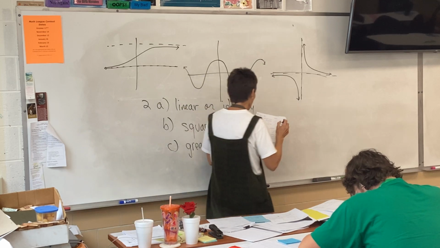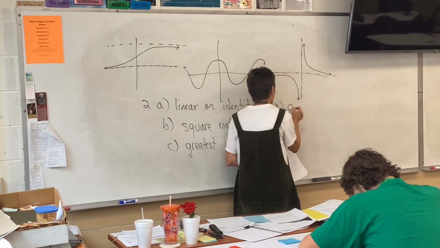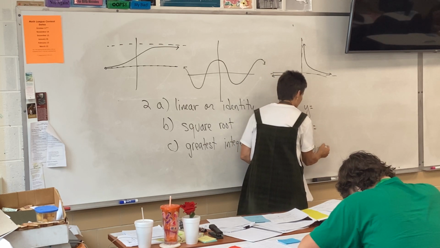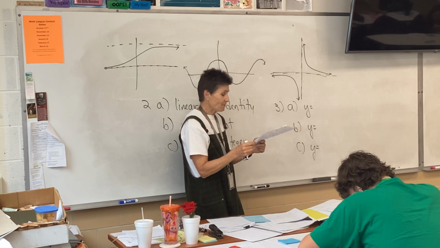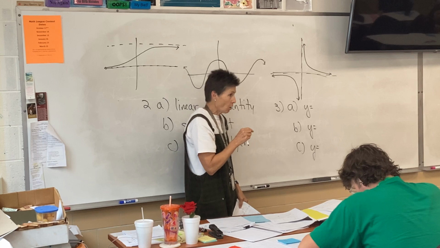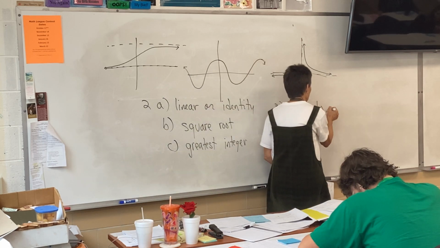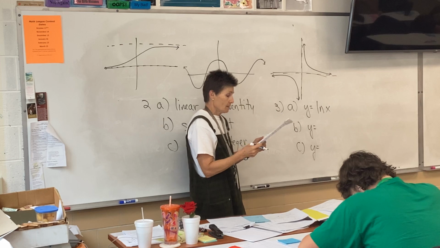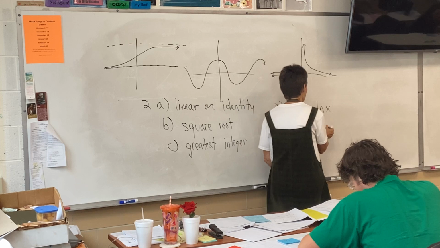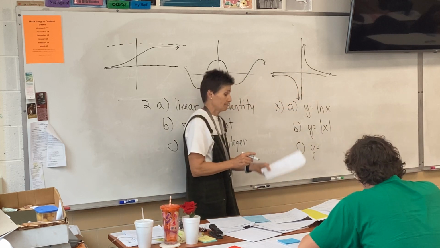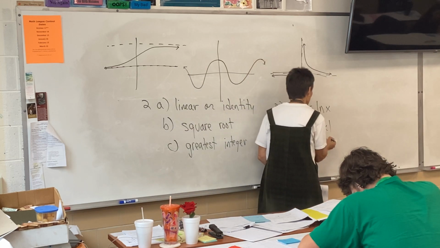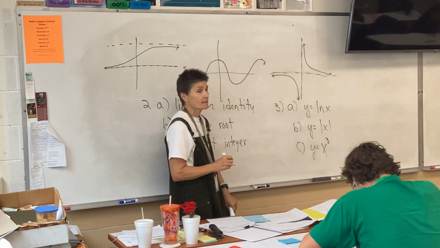Number 3, write the equation. So now we are writing y equals something. Okay? So what do we got for that first one? What is that the picture of? That's your logarithm. So y equals ln x. What's the next one? Absolute value. So y equals absolute value x. The next one is your cubing function, so that's y equals x cubed.